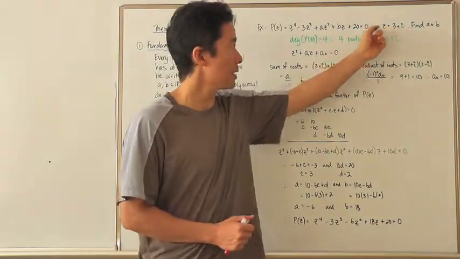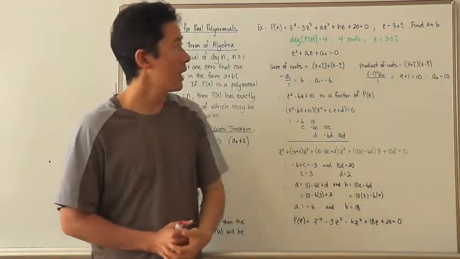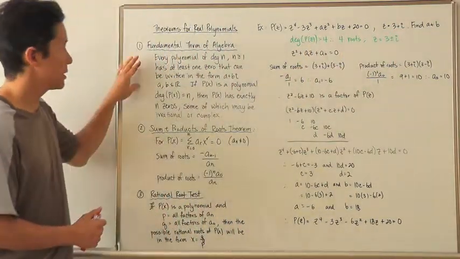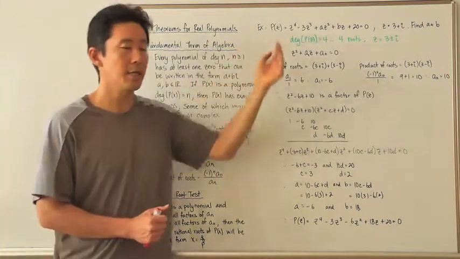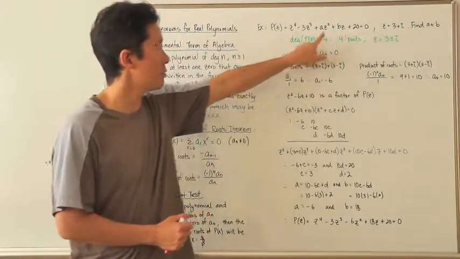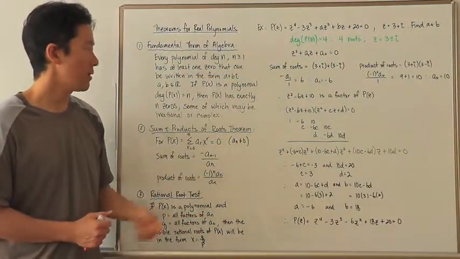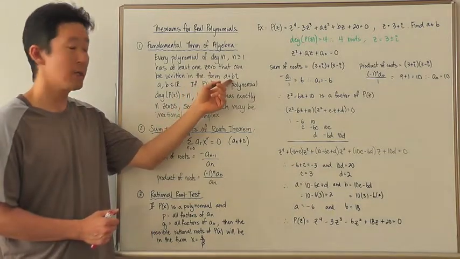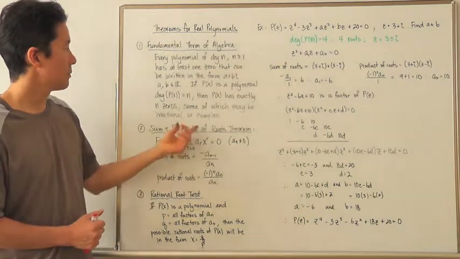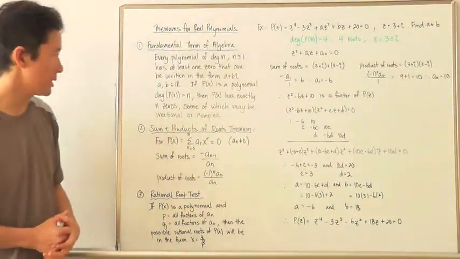Now we're going to continue with this problem and say z is going to be equal to 3 plus i, and we want to find out what a and b are. But for the purposes of the fundamental theorem of algebra, that's the information it gives us. This polynomial is of degree 4, therefore there has to be 4 roots, and at least one of them has to be in that particular form, and some of them may be irrational or complex. Okay, so let's continue.